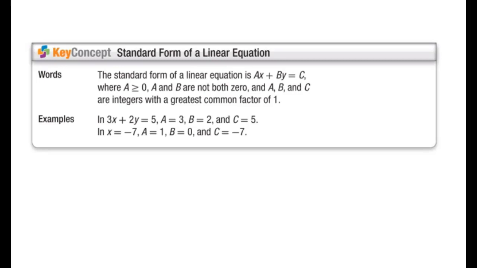Okay. The number c is basically the constant. The number c is always the one number in this equation that doesn't have a variable with it. So in that first one, you see 3x plus 2y equals 5. The one number that doesn't have a variable is c. So it's 5.